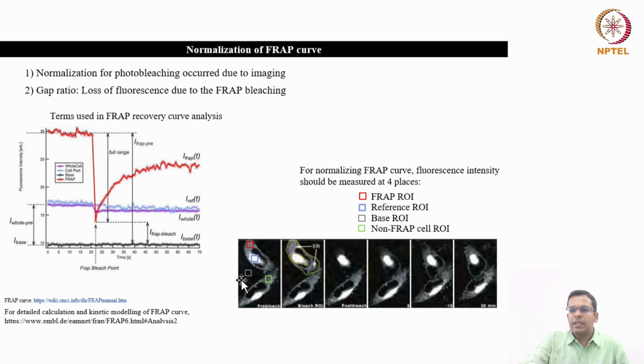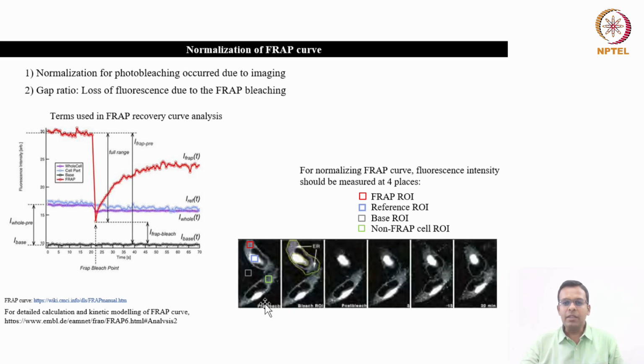Base ROI means the background fluorescence intensity. Here the background is dark, but in some cases you may find that there is some fluorescence in the background. For that you will measure the fluorescence intensity of this background, and that is considered the base ROI. Here you can see the fluorescence intensity of the base ROI is almost negligible. The fourth one is the non-FRAP cell ROI. This is another cell in which we are not doing any photobleaching. We will measure the fluorescence intensity of this cell to see how it reduces over time, just to account for the photobleaching due to imaging.